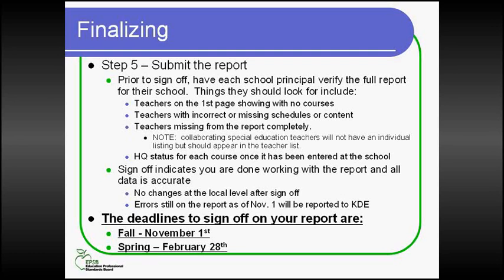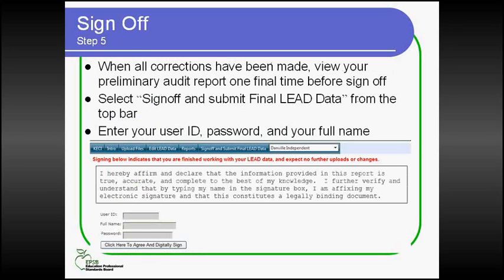And so it's going to be one or two of us doing all 173 districts in a 15-day time span. So you want to make sure that it's as clean as possible before we get to it, because we're going to probably be able to make about one pass, and that's about it. The deadlines to sign off on the report are November 1st and February 28th.